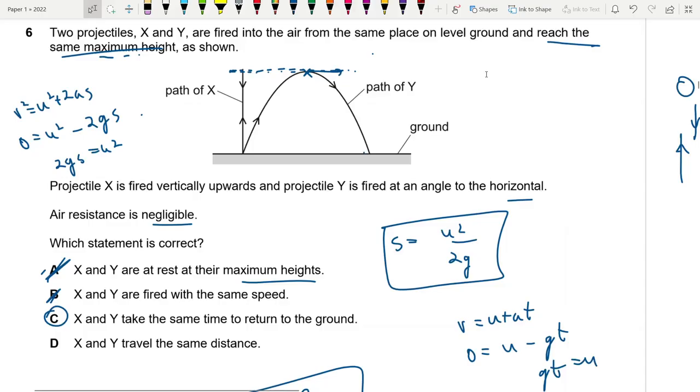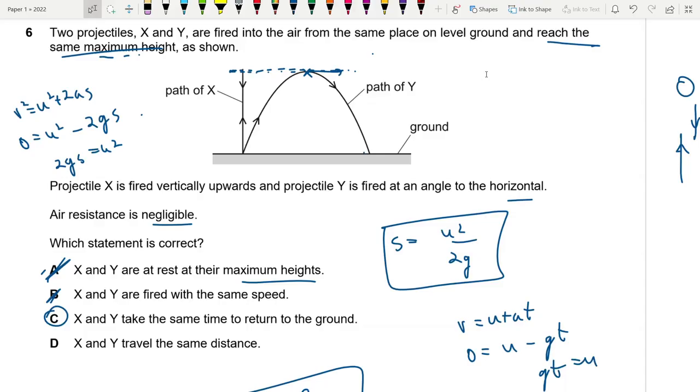They have the same vertical speed, but y does not have the same speed, because speed has two components, horizontal and vertical. So since y has both horizontal and vertical components, its speed is actually greater than that of x.